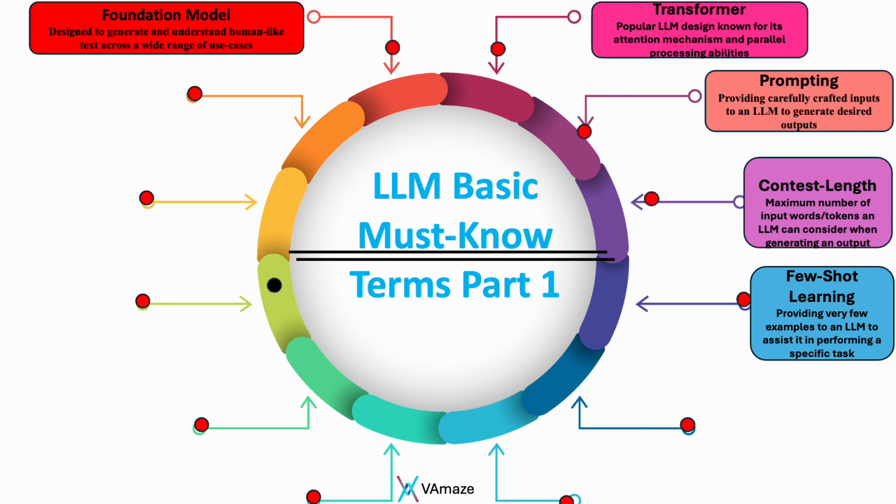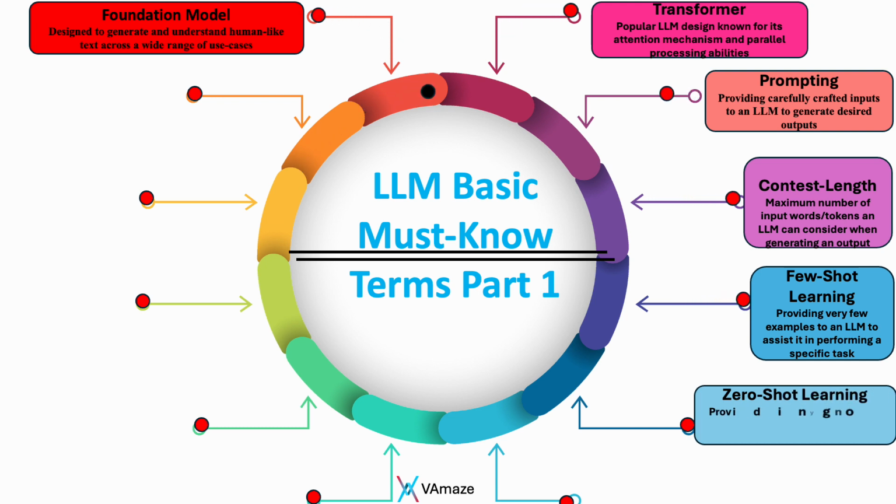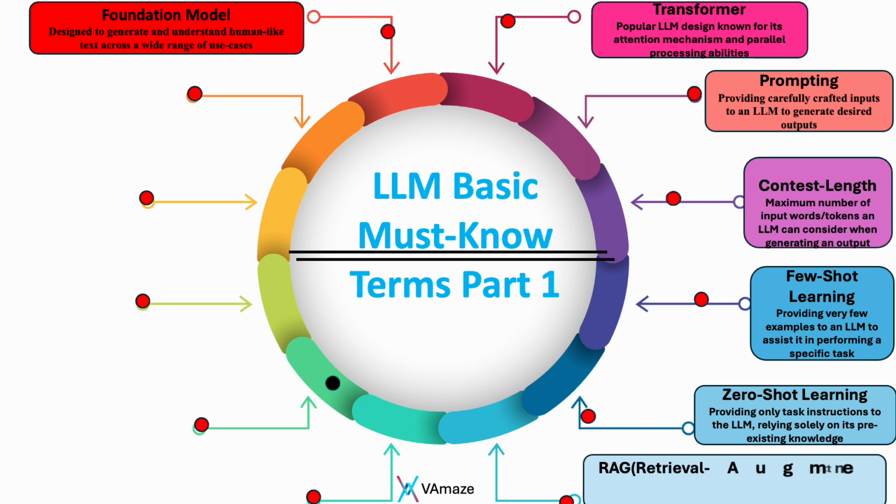And the next concept is few-shot learning. This is a concept where providing a very few examples to an LLM assists it in performing a specific task. That will give a better output. And then the next is called zero-shot learning. This is where you provide only the task instruction to the LLM, and it relies solely on its pre-existing knowledge to provide a proper output.